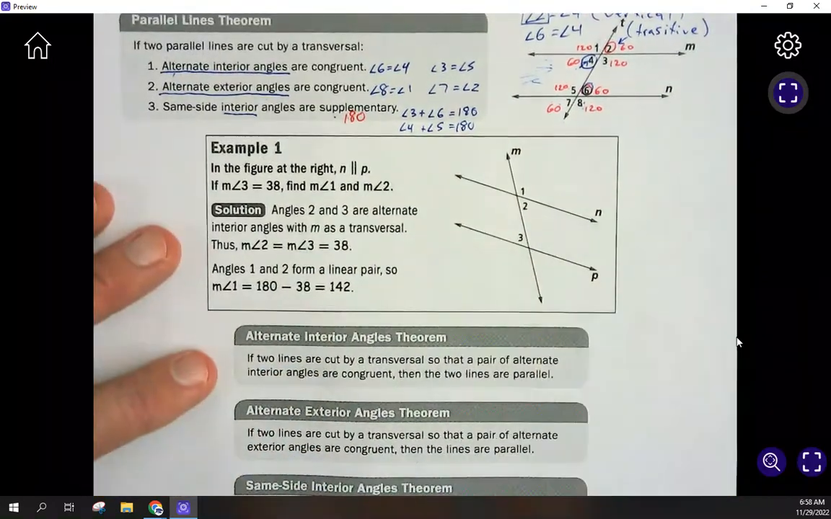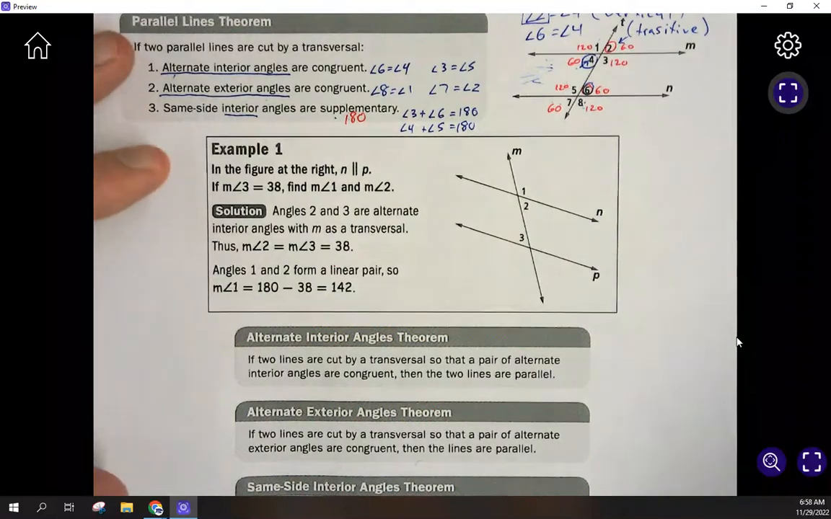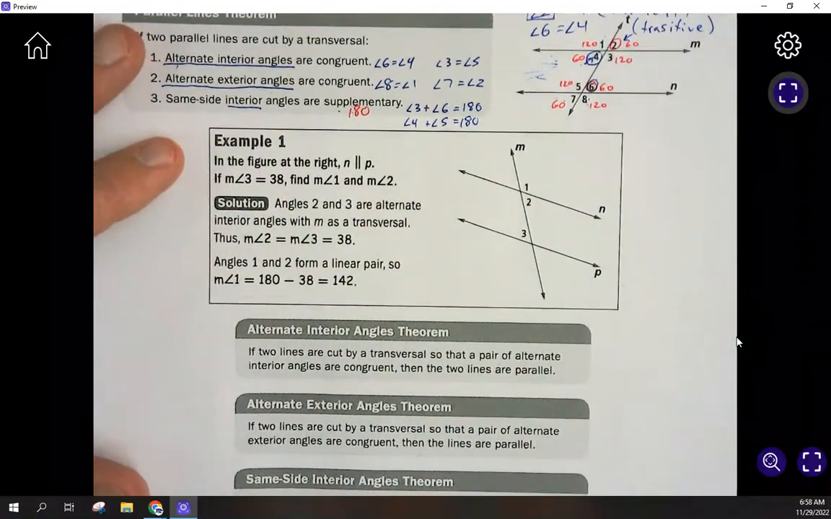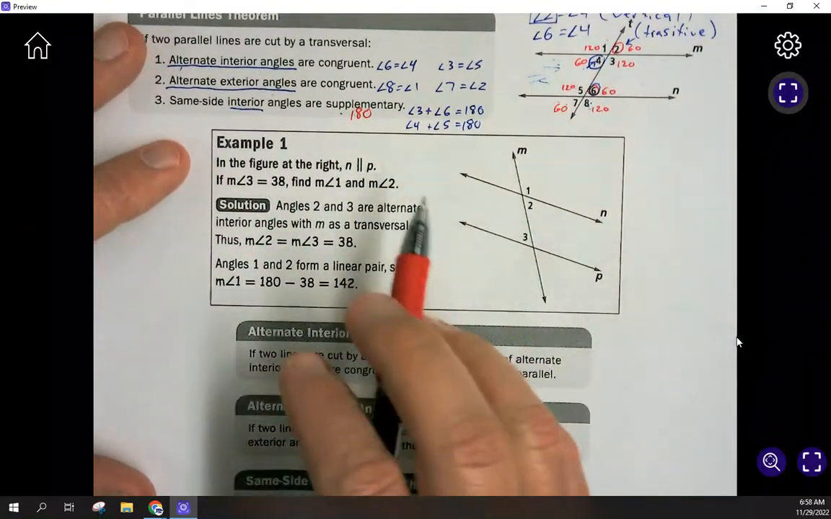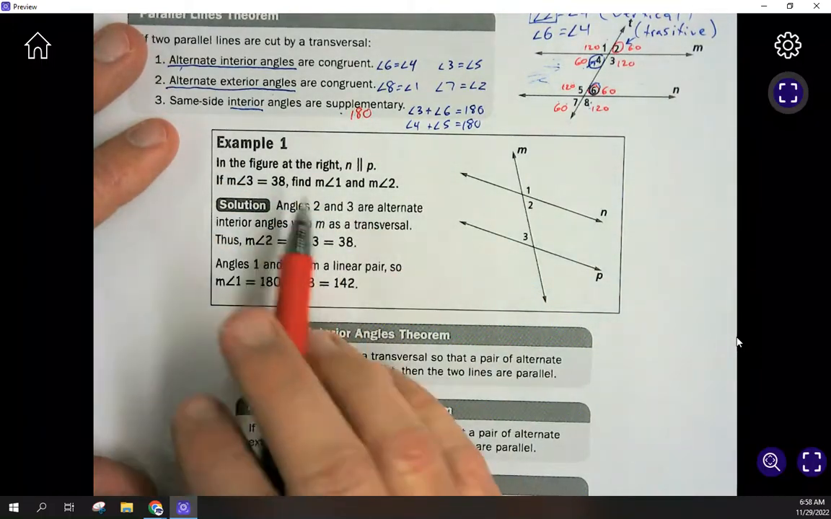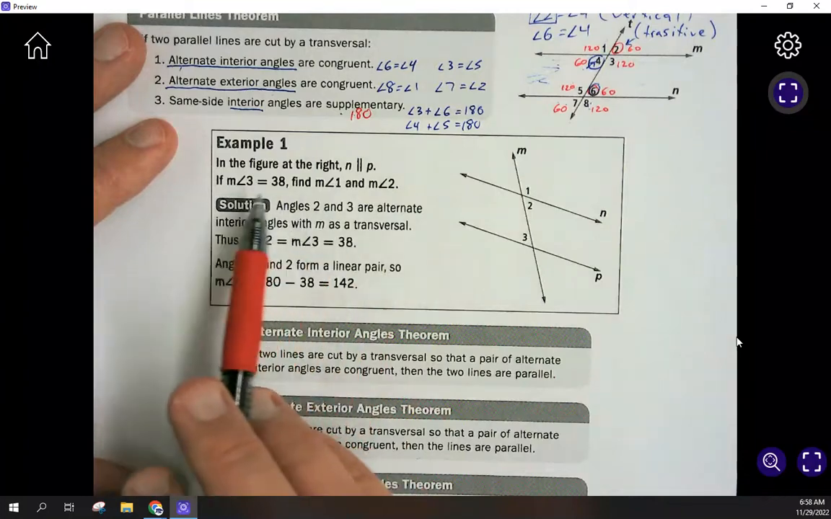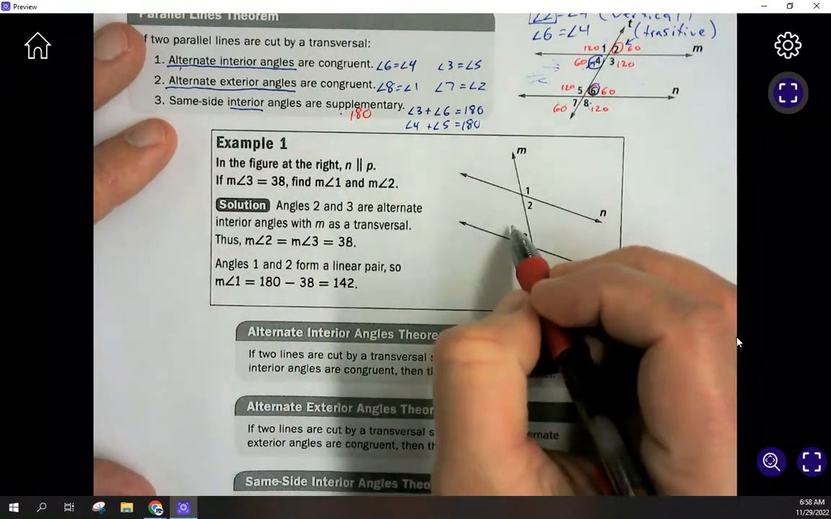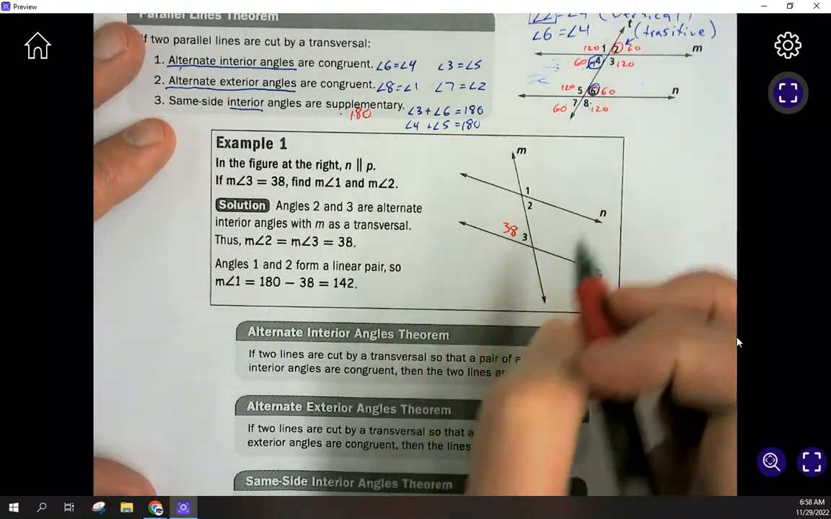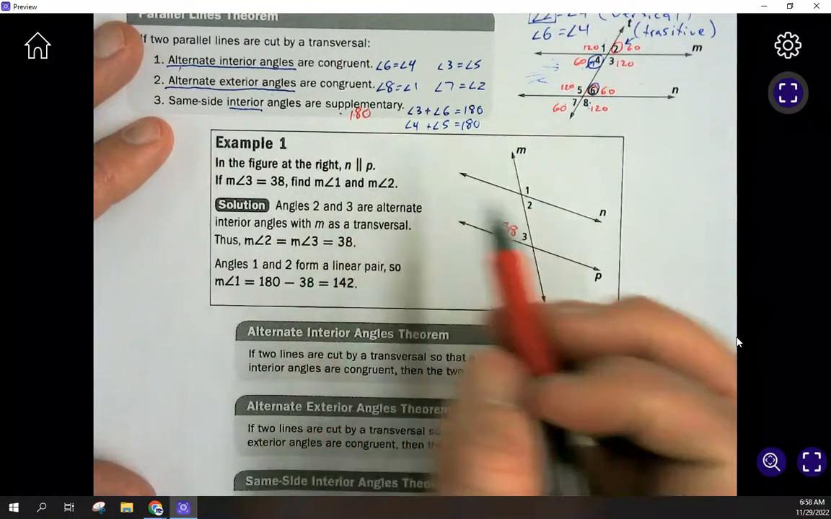All right, real quick now to finish this off. We got example number 1. It's done for you. Just want to take a look at it. So pretend the solution wasn't there in front of you. It says these lines are parallel. We need to know that to assume things are equal. If measure of angle 3 is 38, find 1 and find 2.